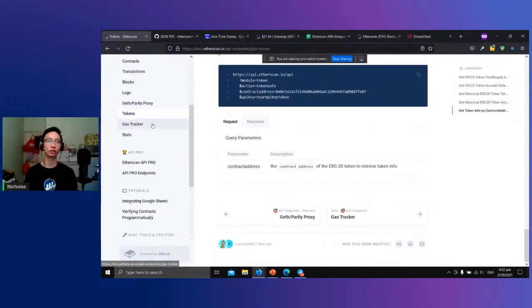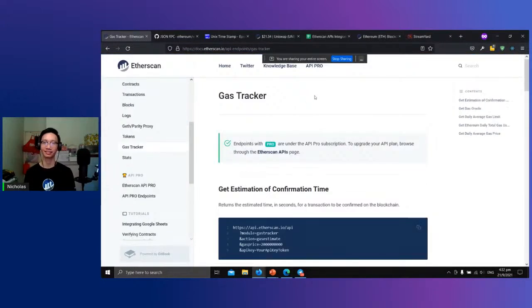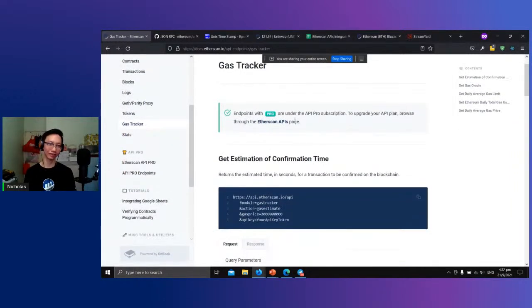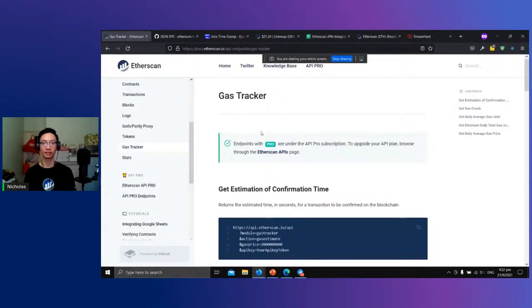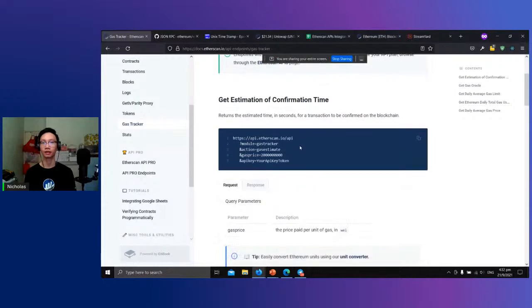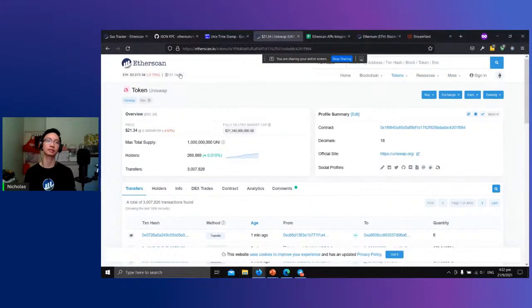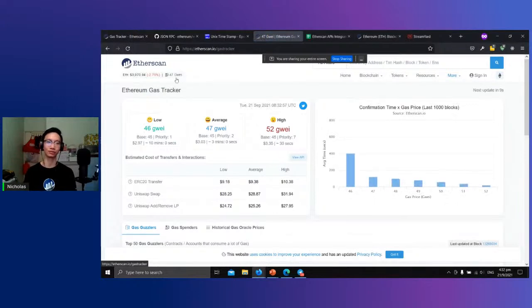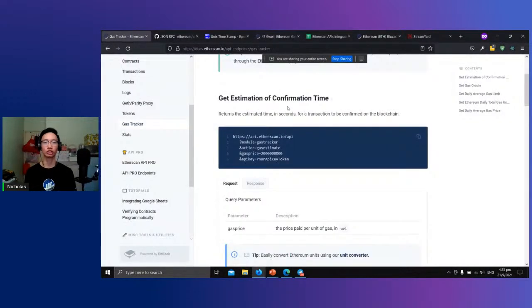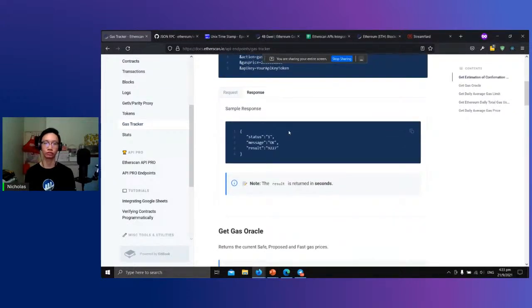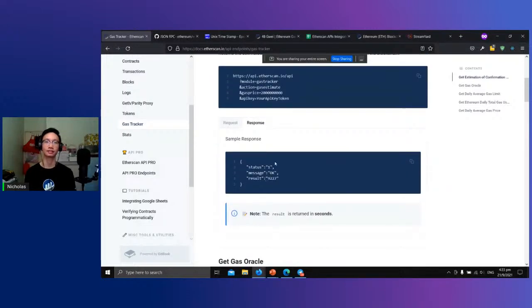Okay, so moving on to the gas tracker, something we're all very, very interested in these days. Gas has been very interesting lately. These gas tracker endpoints will definitely help you. One of the things it can do is estimate your confirmation time. Gas is good today. Let's say you see that the gas price is 46 Gwei, but you want to take a chance and send a 40 Gwei transaction. You can check with the endpoint to roughly estimate how long it will take, in seconds, if you were to send a 40 Gwei transaction.